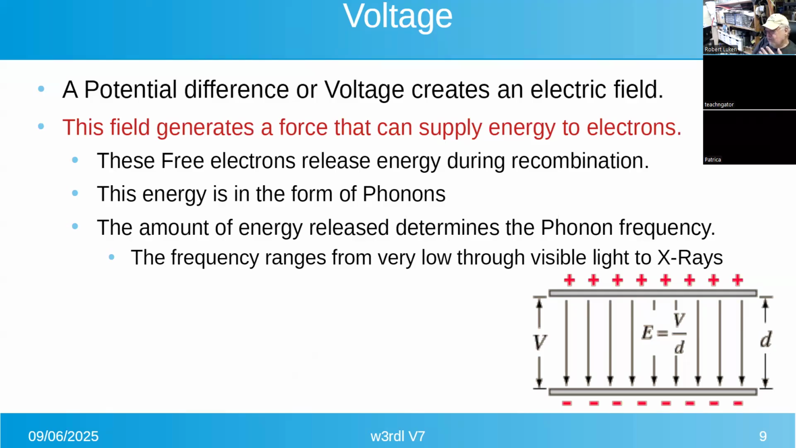So it can be anywhere from lower infrared up to visible light and X-rays, because light is also an electromagnetic wave, just like radio waves, just at different frequencies.